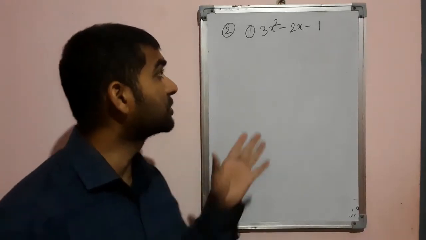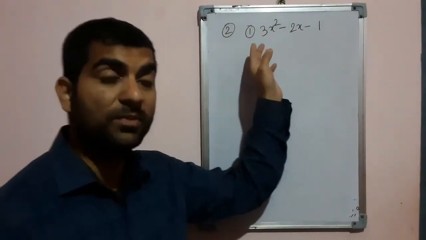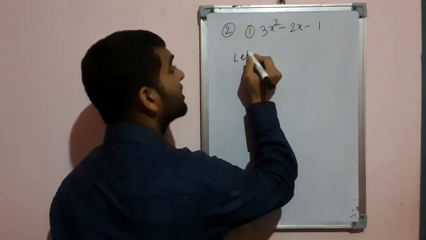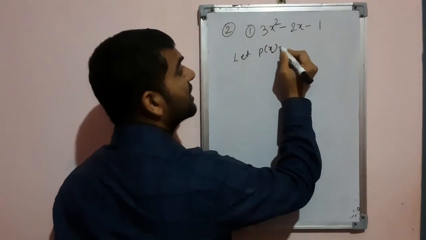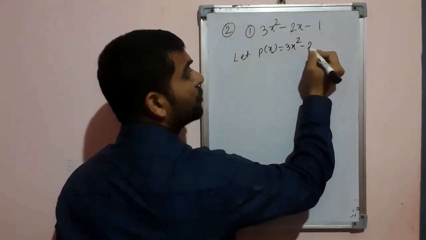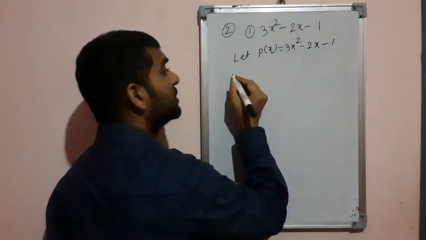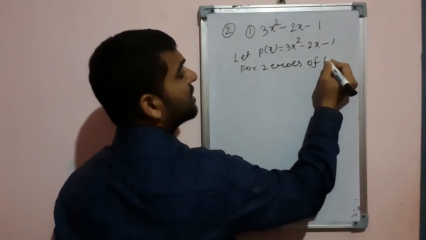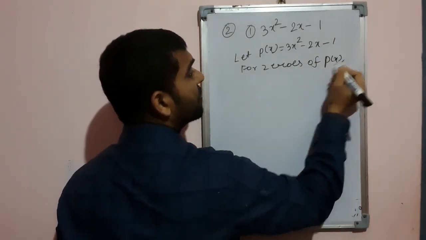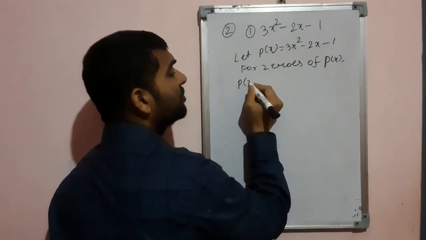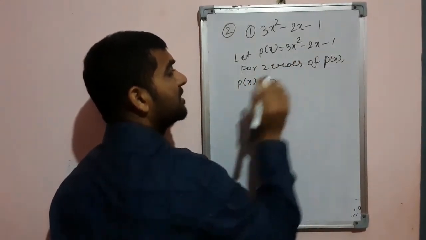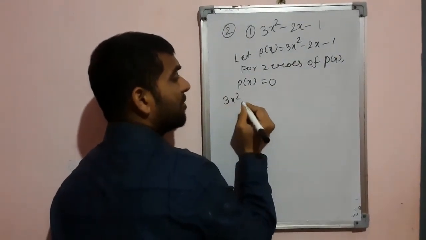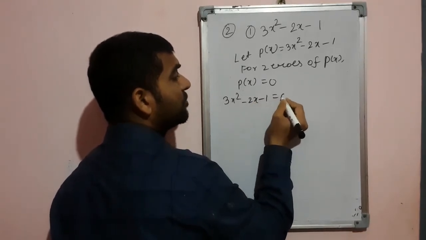Now we are going to find the sum of the zeros again for this given polynomial, 3x square minus 2x minus 1. What we will do? We will take p(x) equal to the given equation, 3x square minus 2x minus 1. For zeros of p(x), we can write p(x) equal to 0. What is p(x)? This is the polynomial. So in place of p(x), I will write 3x square minus 2x minus 1 equal to 0.